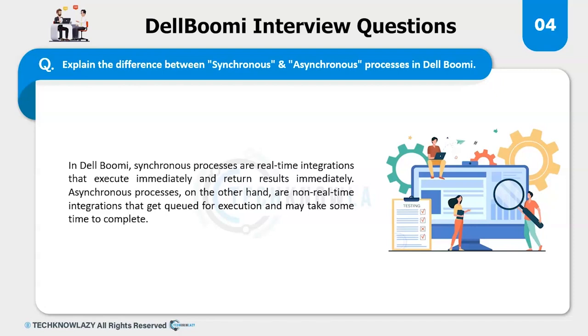So whenever batch processing mode is activated, then the batches will be queued, right? So that type of process is known as asynchronous process, and the ones which are happening in real time are synchronous processes. So this question can be asked to both intermediate and advanced candidates or experienced candidates.